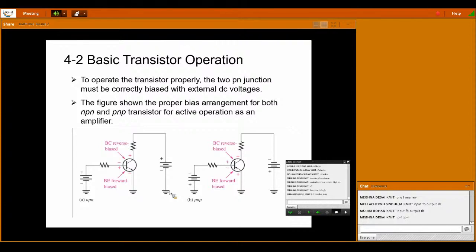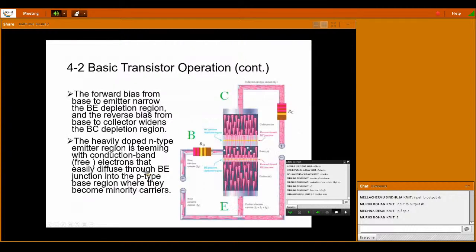Right. Now how many types of configurations do we have? Three types: common emitter, common base, and common collector configuration. Okay, right. Next slide. So this is a basic transistor operation.